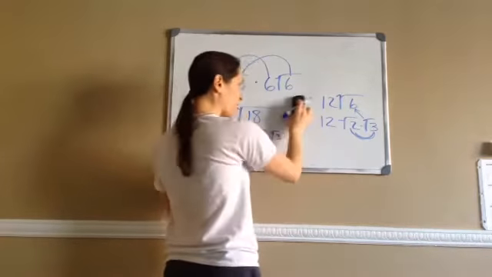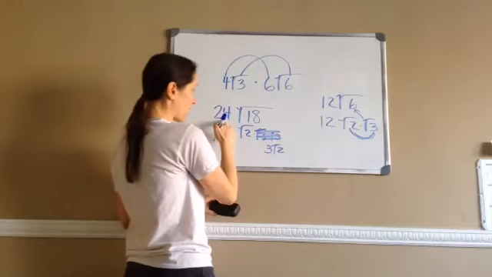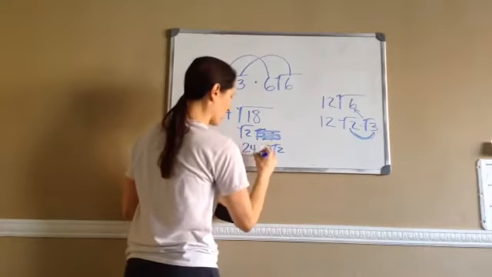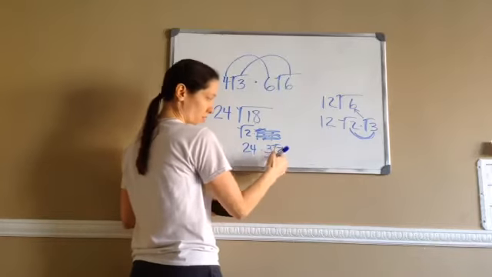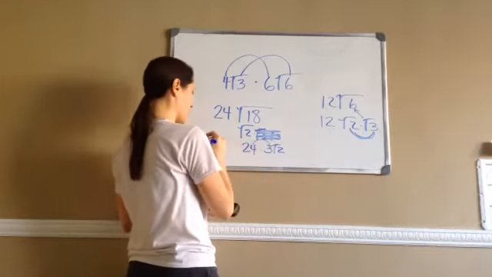So now I've just got square root of 2. So now I've got 24 times 3 square root of 2. So now we just do 24 times 3, which is 72. So the final answer is 72 square root of 2.